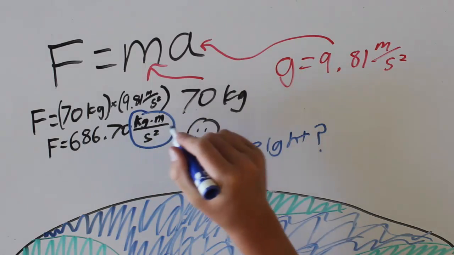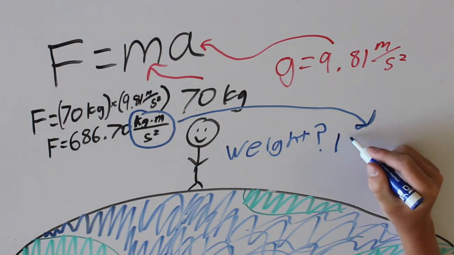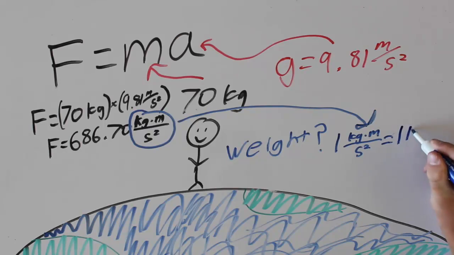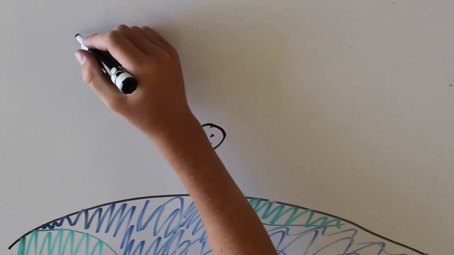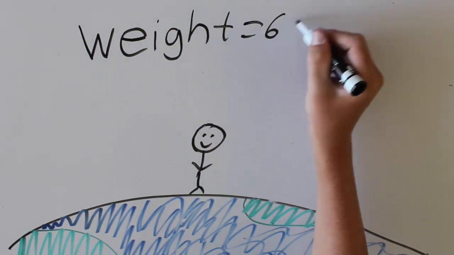But a kilogram meter per second squared doesn't sound like a unit of weight. That is because 1 kilogram meter per second squared is equal to 1 newton, which is a unit of force. And remember that weight is a force as well, so it can be used as a unit of weight.